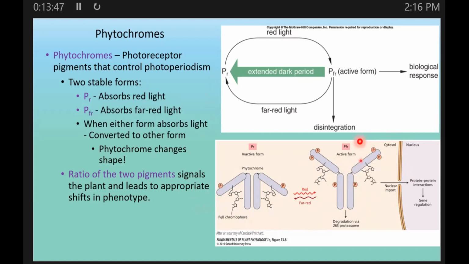Now you see here, they're showing that when it's in the piece of FR form, then they show an arrow, and they're trying to show that this piece of FR form can interact with other proteins in the nucleus and ultimately start influencing gene expression. So that's why they say it's the biologically active form. It's because that's the one that tends to be communicating, so to speak, with the chromosomes. Okay, but really it's the ratio of the two pigments that the plant is also tracking. Okay, that's kind of weird. Questions on that?